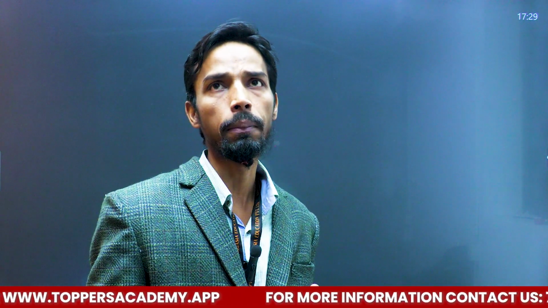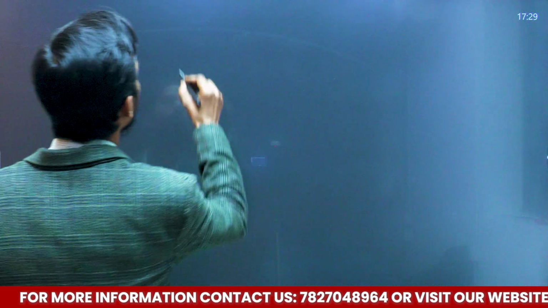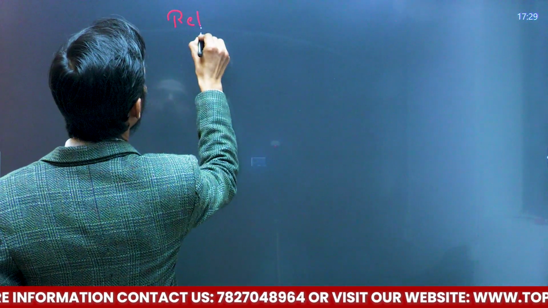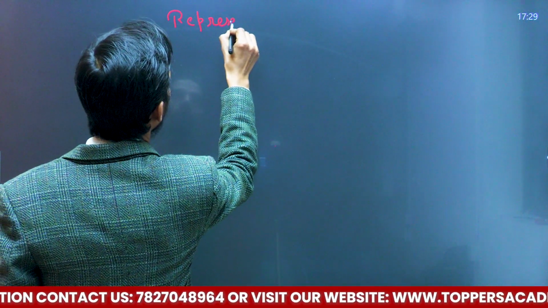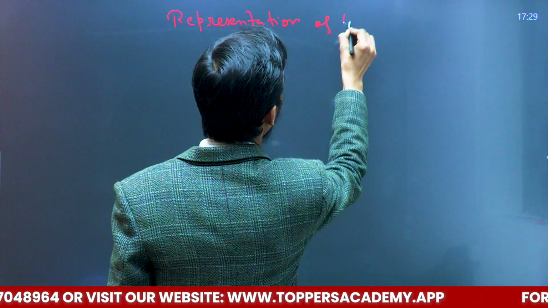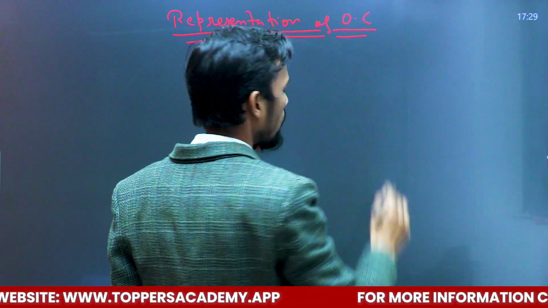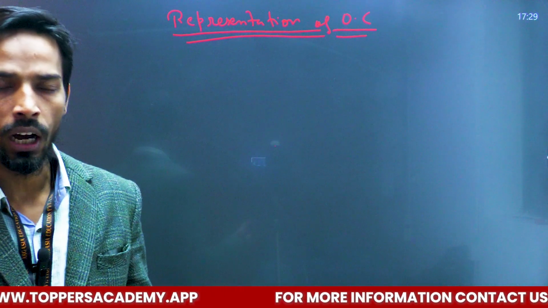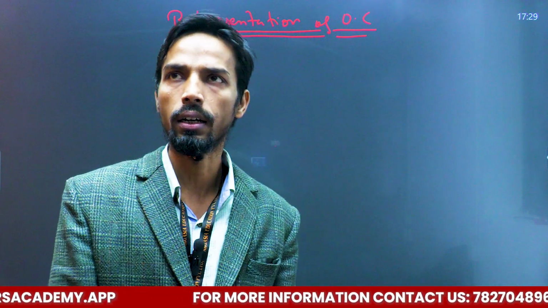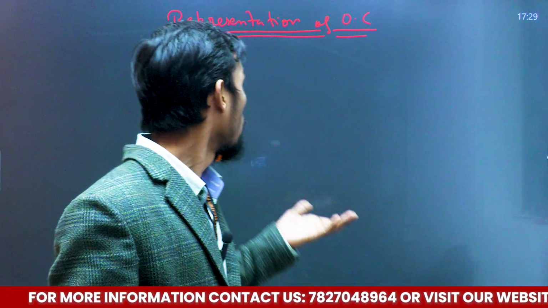The next thing which came, because there are a vast number of compounds, is that we have to represent them. How can we represent them? Representation of organic compounds. What we have discussed up to now was just a brief history. From here the actual chapter starts: the representation of organic compounds.